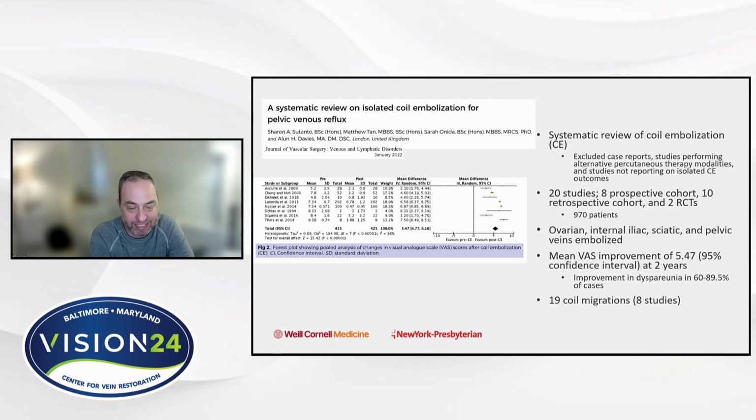Dyspareunia got better in 60 to 89.5% of cases, 5.47 reduction in VAS pain score. So very significant reduction in VAS pain score in this patient population, which is great. Again, coil migration occurs, so something to be mindful of when we look at ovarian vein embolization. Next slide.